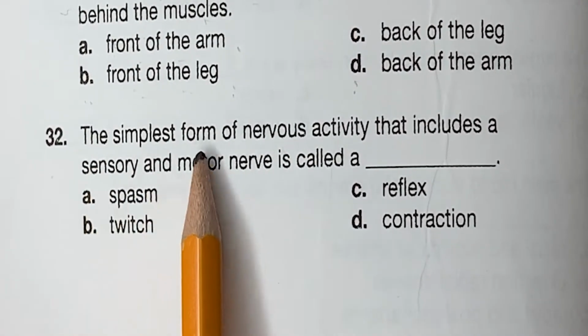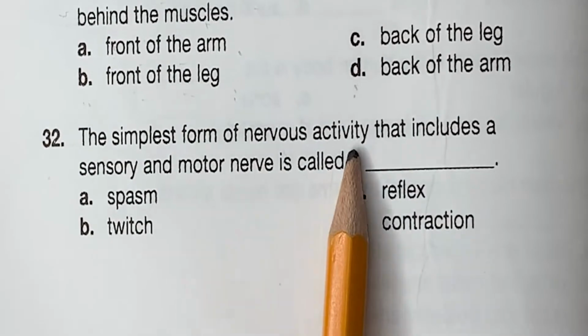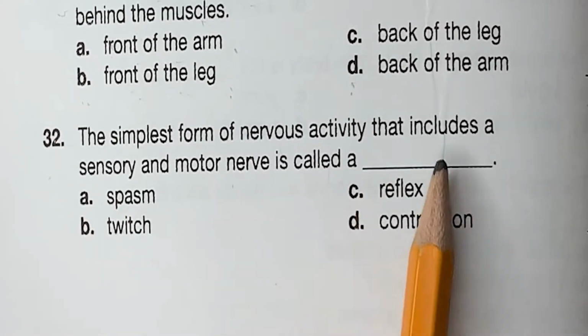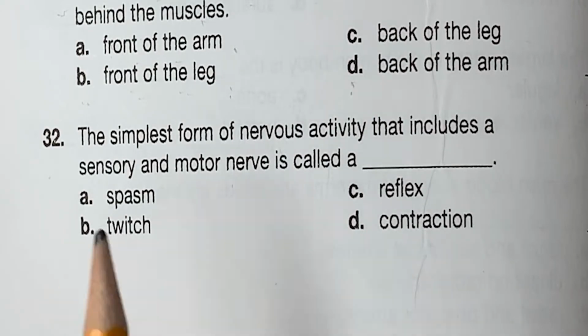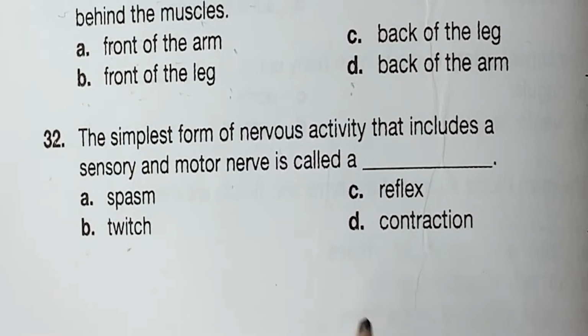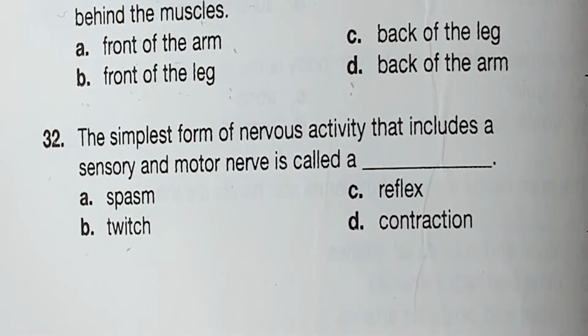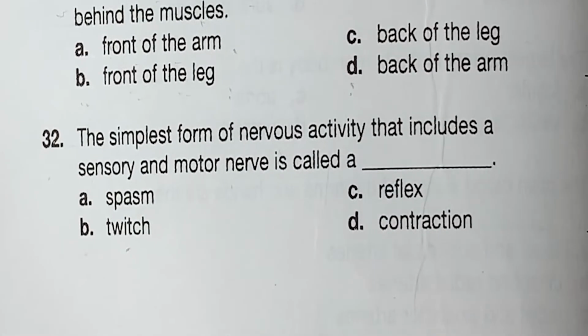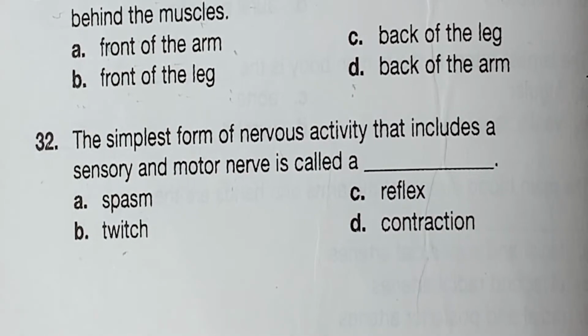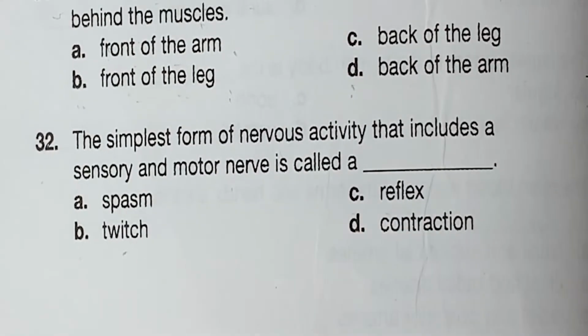32. The simplest form of nervous activity that includes a sensory and motor nerve is called a blank. Is it A, spasm, B, twitch, C, reflex, or D, contraction? And your correct answer is C, reflex.